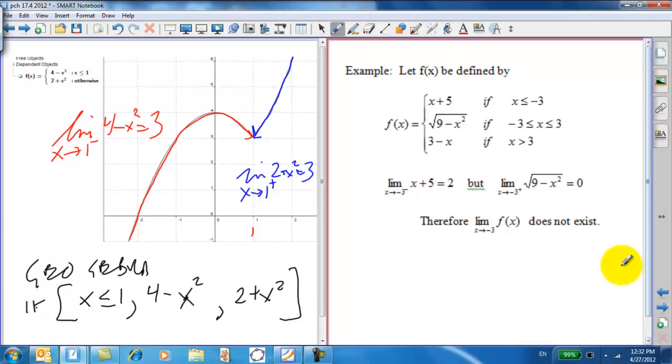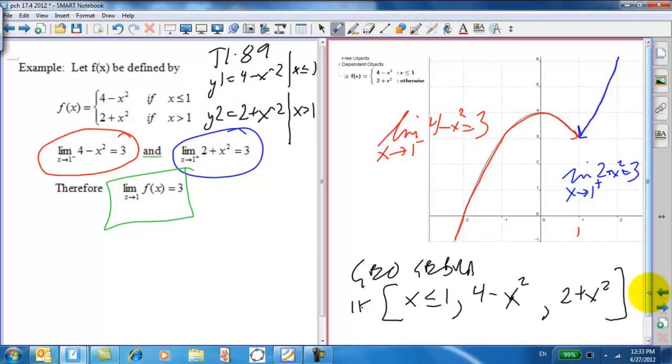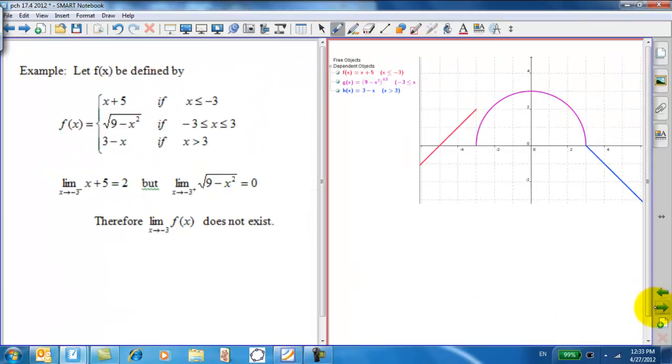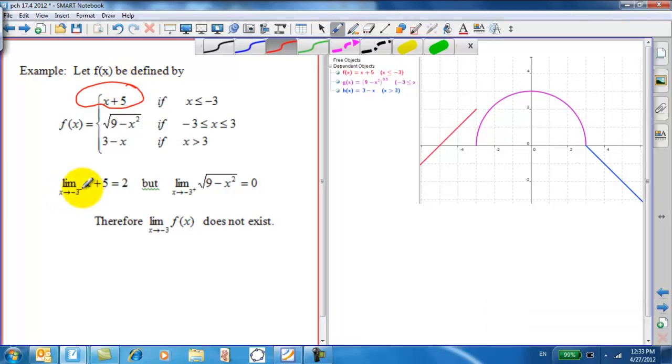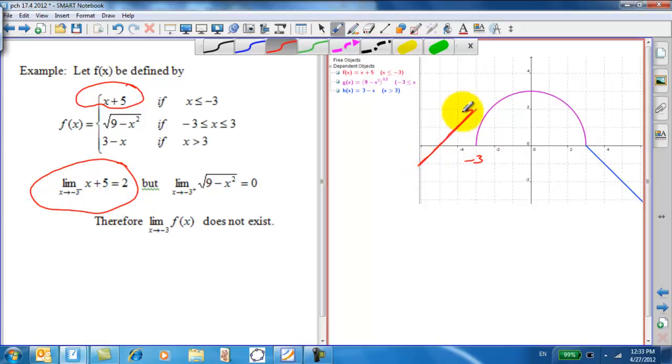Now let's look at a three-way defined function. It's a line, semicircle, and another line. And now let's look at these two directional limits. Oopsie, wrong way. So first here, the red section right there. Let's look at that red: x plus 5 with x less than or equal to negative 3. The limit as x approaches negative 3 from the left. As we get closer to negative 3 from points to the left of negative 3, that's this one. And that's getting closer and closer to 2.